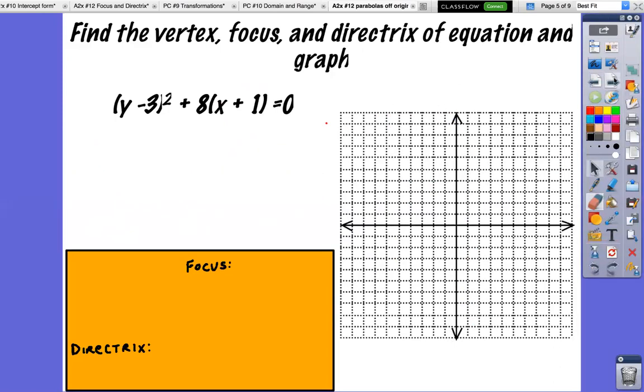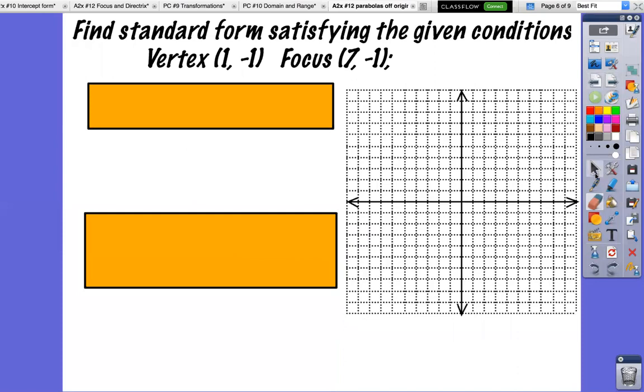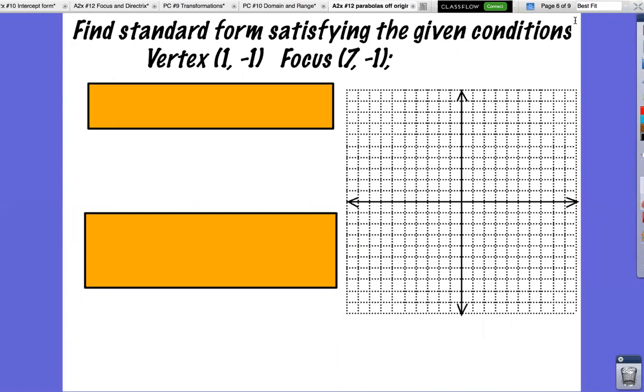We're kind of running out of time here, so let's move on to a different style. Again, this is an X class, so we're typically not going to see more than a couple examples of each type. You can always watch this and then either ask for help, come to my office hours, or ask me tomorrow. Now I want you to find the standard form satisfying the given conditions. I give you the vertex and I give you the focus.